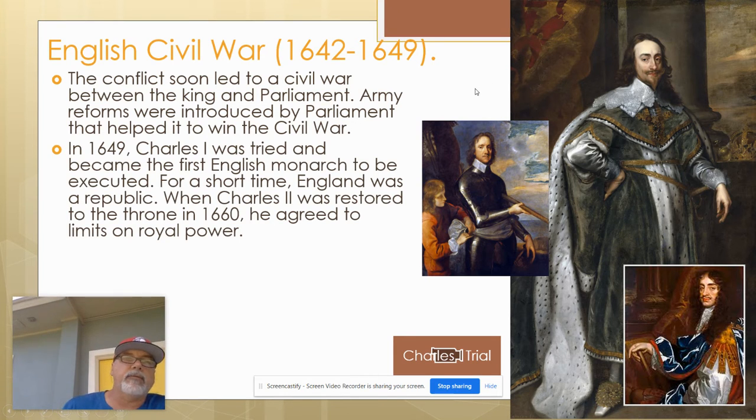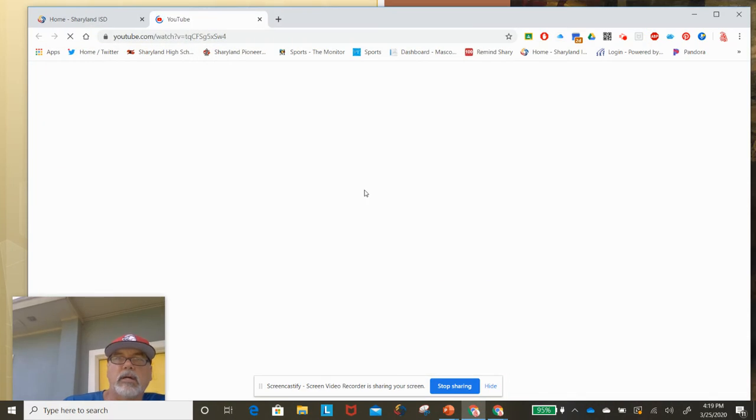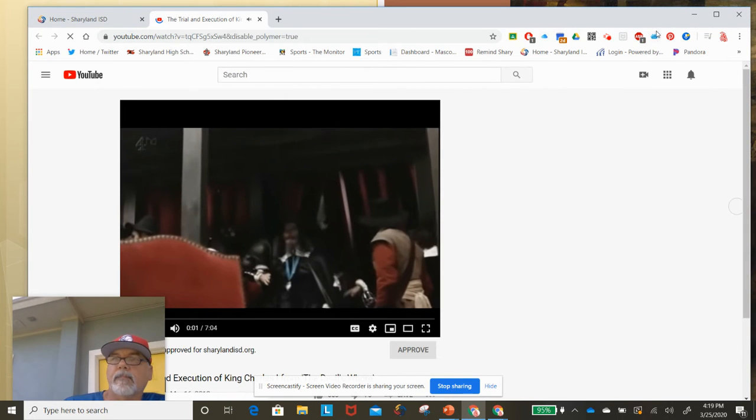So in 1649, Charles I is tried, and he becomes the first English monarch to be executed. For a short time after Charles I, England is actually a republic, where people just voted for their representatives and things like that, but eventually they go back to being a monarchy. When Charles II was restored to the throne in 1660, he agrees to limit his royal power. And here's a short video on the trial of Charles.